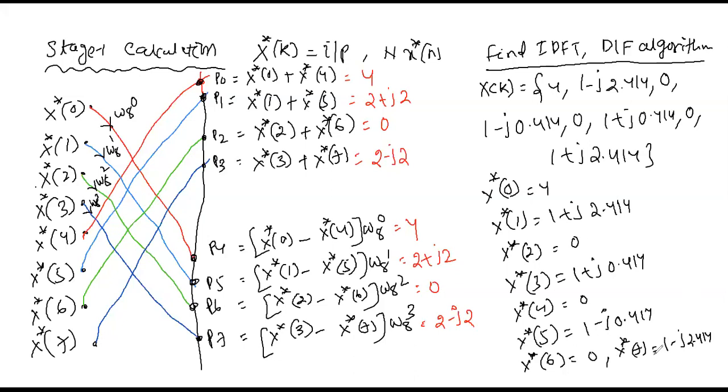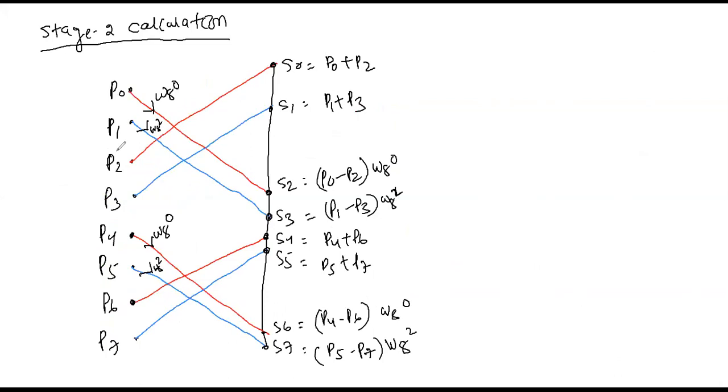Okay, let me go to the next step. Now P0 to P7 values people know, yes or not? This is your 4 and 2 plus j2. This is 0. 2 minus j2. This is 4. 2 plus j2. 0. 2 minus j2. Now again calculate this S0 to S7 value.